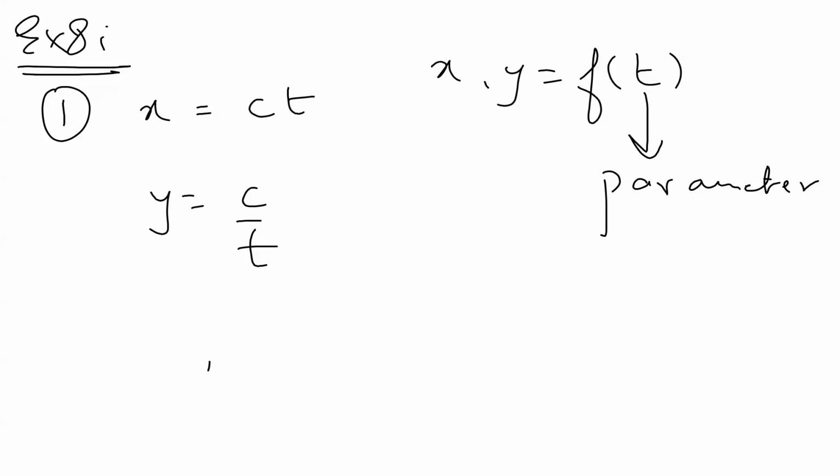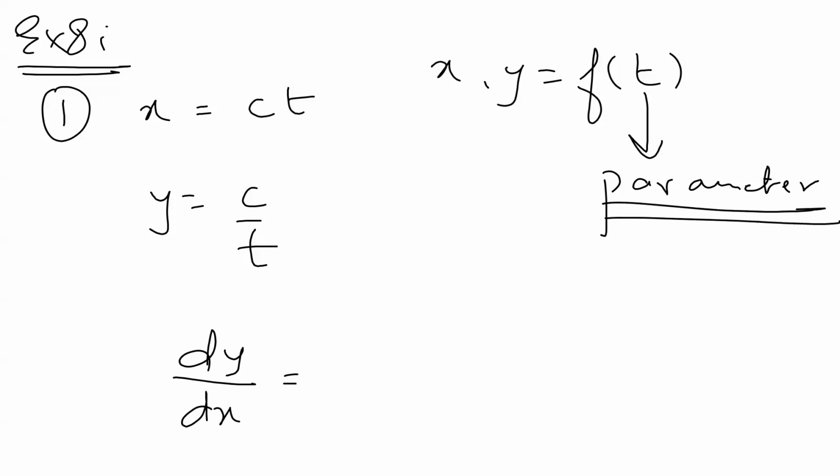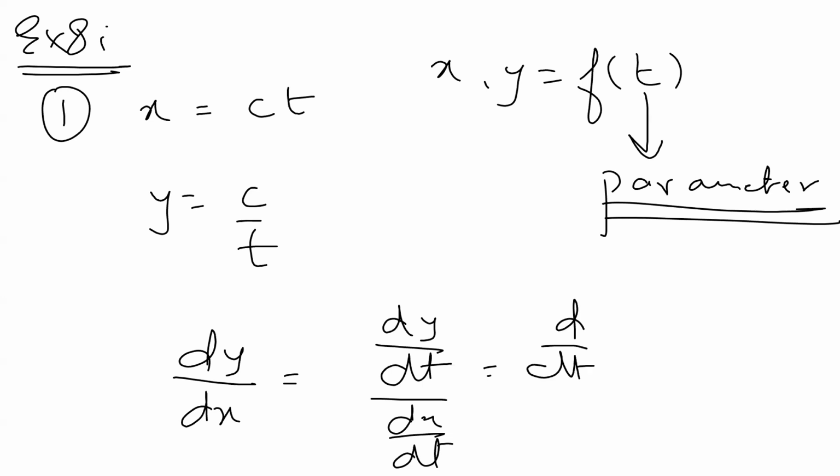They're asking you dy by dx. Now, y is not directly a function of x. Y is not a function of x. Then also they are asking you to differentiate y with respect to x. So in this type of case, we have to consider the parameter. So dy by dx is equal to dy by dt upon dx by dt, because x and y both are functions of t.